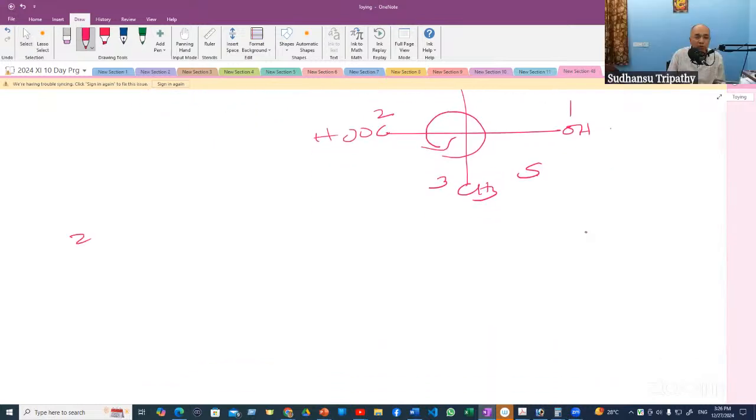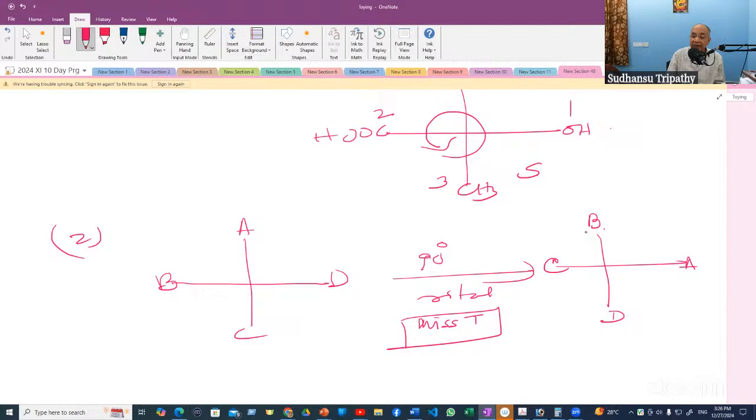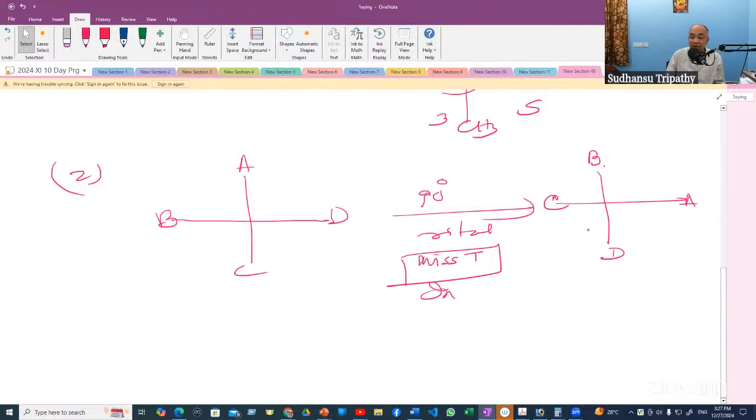Number 2 rule. If we do a 90-degree rotation, the configuration is inverted. 90-degree rotation, that means what Miss Tripathi did. 90-degree rotation means A goes here, D goes here, that is a sequential shift among all the 4 groups. So it will be inverse. Write here: retention of configuration, inversion of configuration.